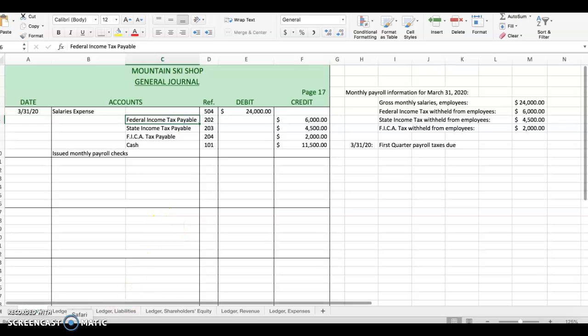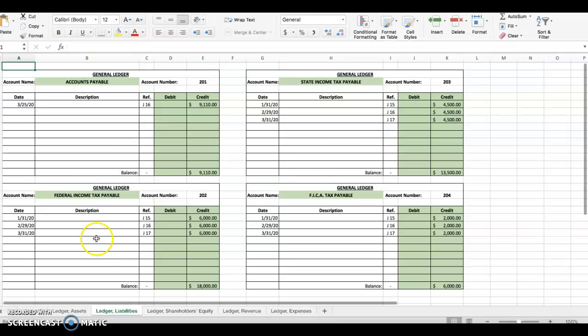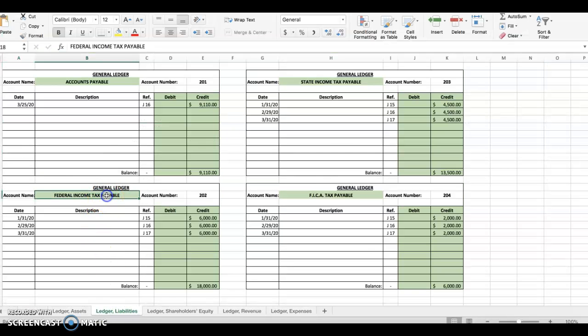Let's go to federal income tax payable. It's a liability. We find it under the liability tab at the bottom. So the federal income tax payable account is a liability account, and it now has 3 credits. These accounts are different than expenses. They don't end up with 0 balances.